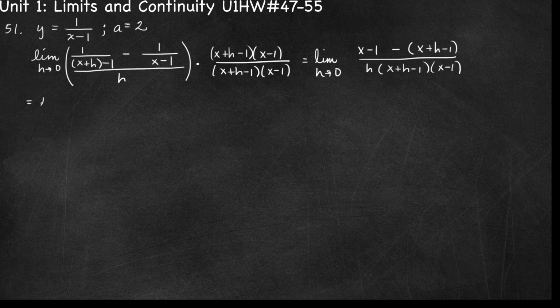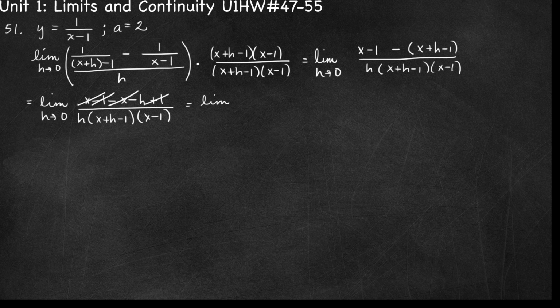So we're continuing to simplify. In the numerator, I have x minus 1 minus x minus h plus 1. And then my denominator, I will not simplify because I'm hoping for that h to cancel out. So in my numerator, I have x minus x, I have minus 1 plus 1. So continuing to simplify, now I just have minus h in the numerator, h times x plus h minus 1 times x minus 1 in my denominator. Now my h's cancel.